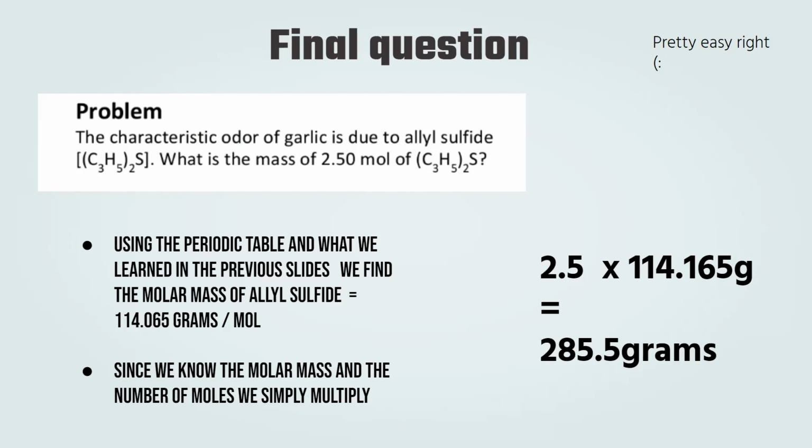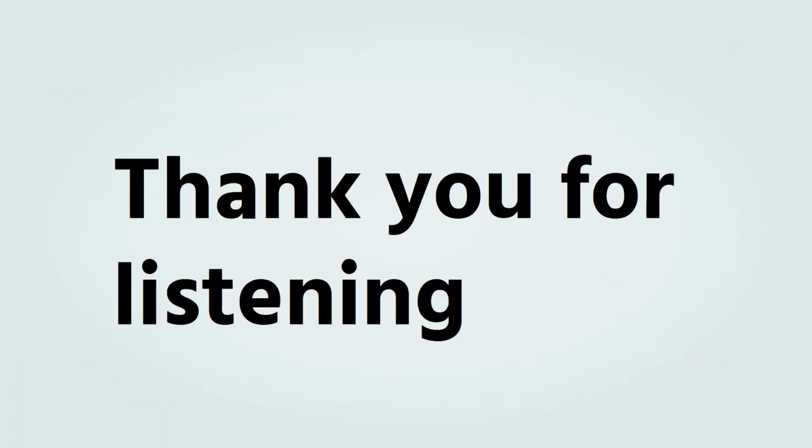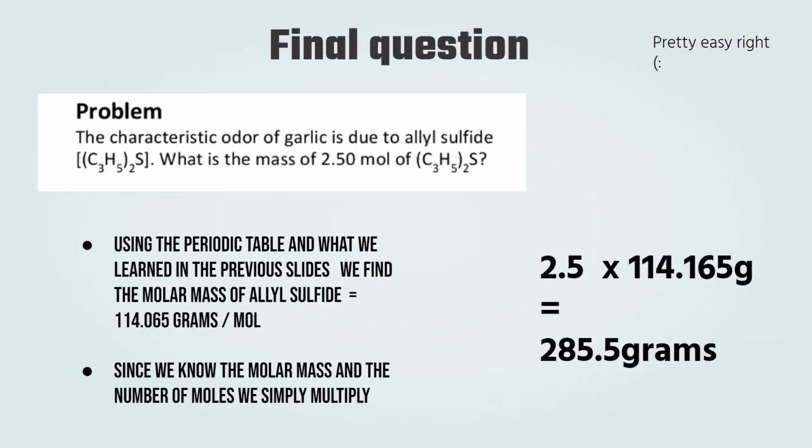It's really easy. After we find the molar mass by getting the atomic mass of each particle, multiplying it by the amount of the particle present, and then adding them all together, we'll get that molar mass. Now, after we get that molar mass, multiply it by the amount of moles that you want to find the mass of, which is 2.5. So 2.5 times 114.065 grams equals 185.5 grams. And that's it. It's as simple as that.